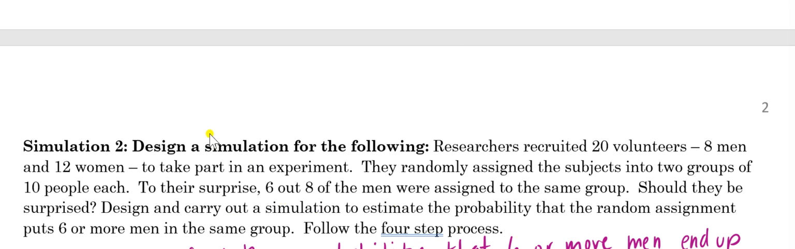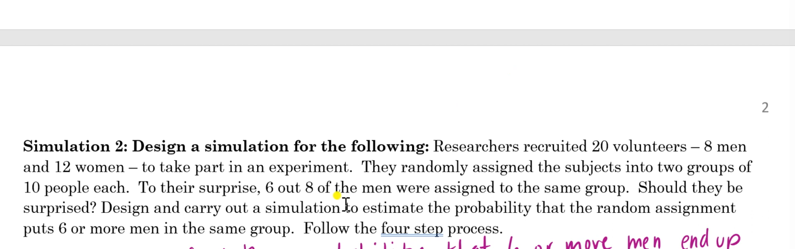So again, it says design a simulation for the following. Researchers recruited 20 volunteers, 8 men and 12 women, to take part in an experiment. They randomly assigned the subjects into 2 groups of 10 people each. To their surprise, 6 out of the 8 men were assigned to the same group. Should they be surprised? Design and carry out a simulation to estimate the probability that random assignment puts 6 or more men in the same group.